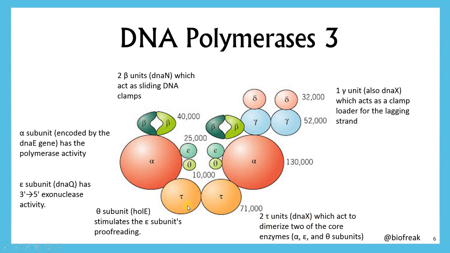And the tau unit here at the base helps in dimerization of the core enzymes. So it pulls both the units of the core enzymes together in an asymmetric form, but the asymmetry is because of the gamma complex here. This is also known as the gamma complex.